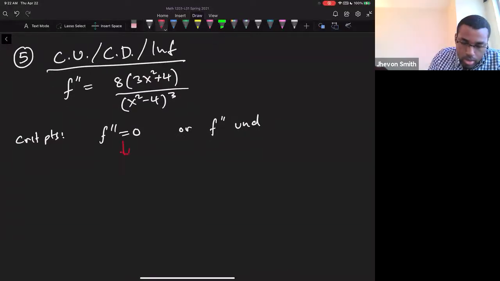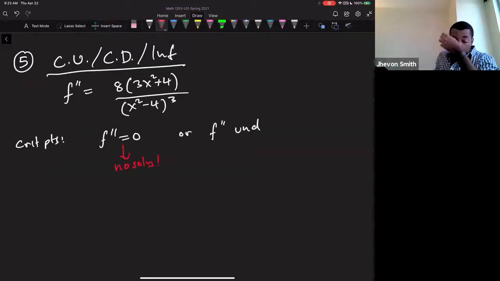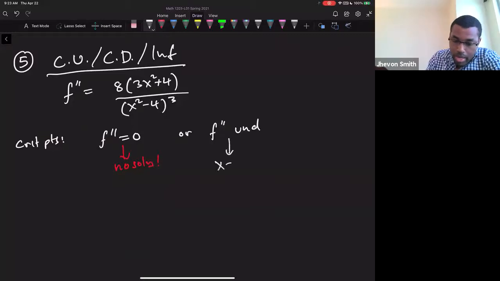Notice this has no solution. For a fraction to be 0, the numerator has to be 0. But the numerator is 3x squared plus 4 times a positive number. It's never going to be 0. The smallest that x squared can be is 0, and then you're adding 4 to that. So the 3x squared plus 4 is going to be 4 or bigger. Then you multiply that by 8. It's always going to be positive. It's never going to hit 0. So there's no solution there. However, for undefined, the denominator can be 0. So plus or minus 2 is where it's undefined. And this is something that we already know as well.